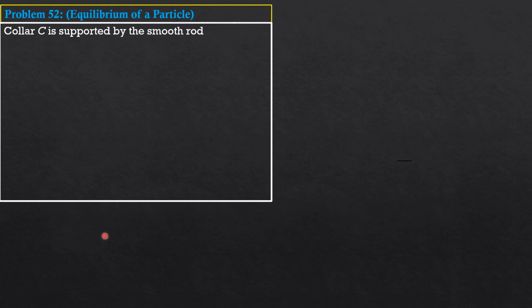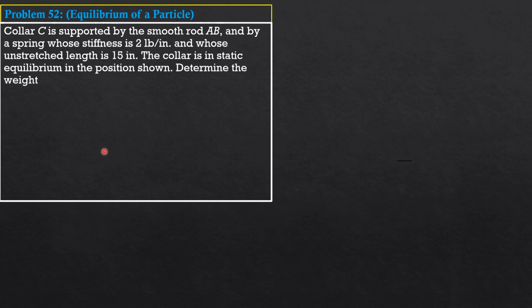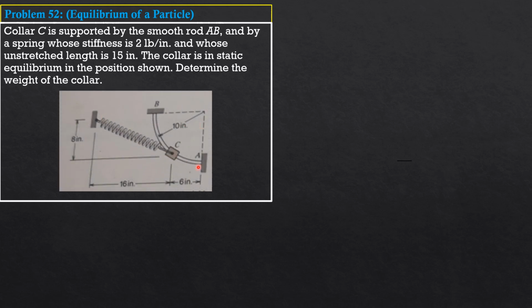Problem 52. Still on equilibrium of a particle. Collar C is supported by the smooth rod AB and by a spring whose stiffness is 2 pounds per inch and whose unstretched length is 15 inches. The collar is in static equilibrium in the position shown. So determine the weight of the collar. So here is the given figure.